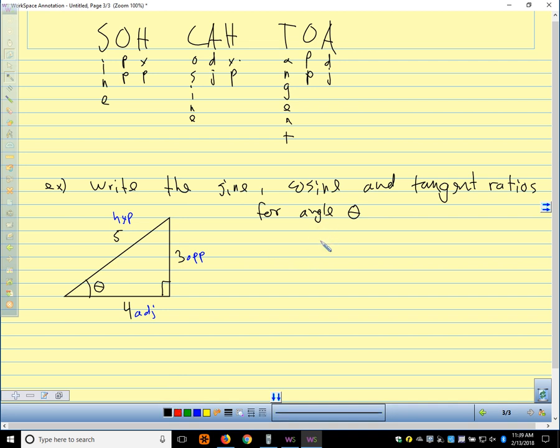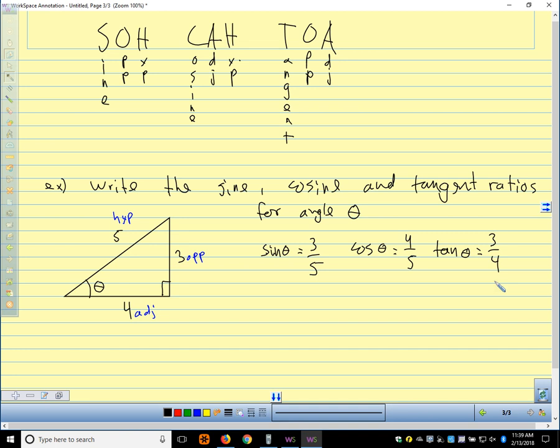So what this problem is asking us to do is say that the sine of our angle, sine theta, is opposite over hypotenuse, 3 over 5. Cosine theta, adjacent over hypotenuse, 4 over 5. And tangent theta is opposite over adjacent, 3 over 4. And that's all that problem's asking us to do. It's just asking us to write those ratios.